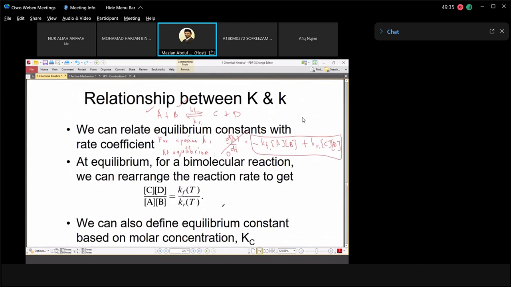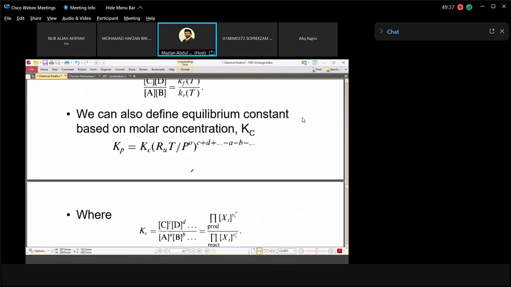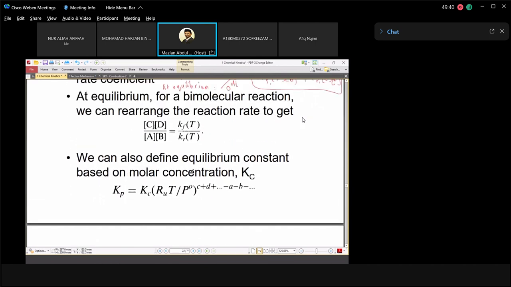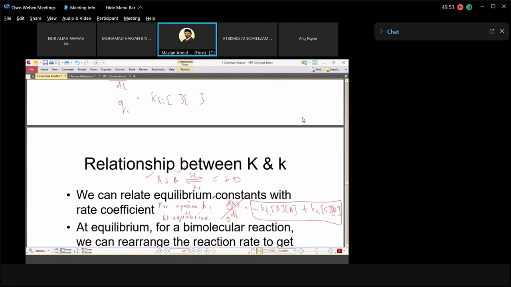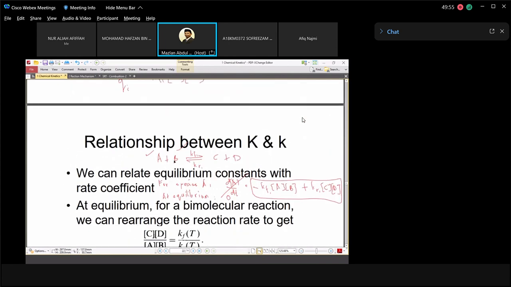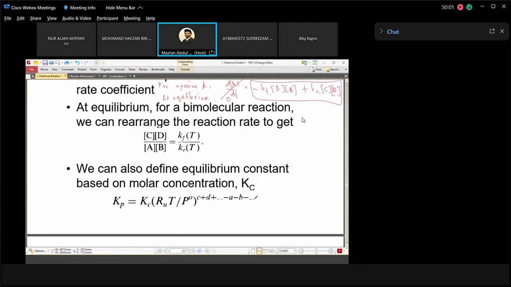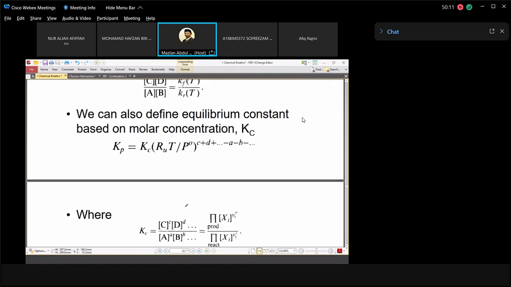So if you have only one reaction here, the Kp is equal to Kc (RuT over P0) to the power of the sum of the stoichiometric coefficients in front, small a, small b, small c, small d. So you have this Kp equal to Kc (RuT over P0) to that power.